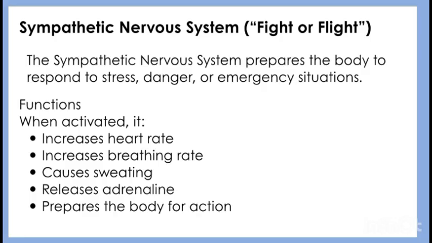So this sympathetic nervous system prepares our body to respond to danger or emergency situations. Let's say, for example, your grade is failing. So there's a possibility that your heart rate will increase, because you are nervous because of the situation you are in.